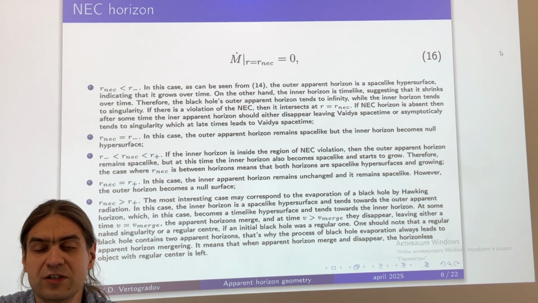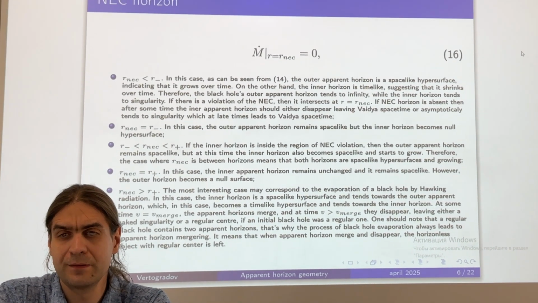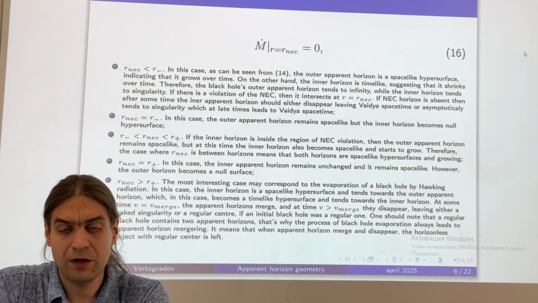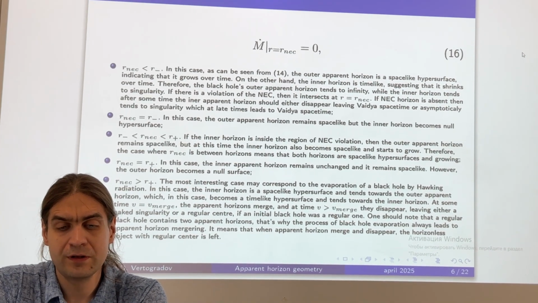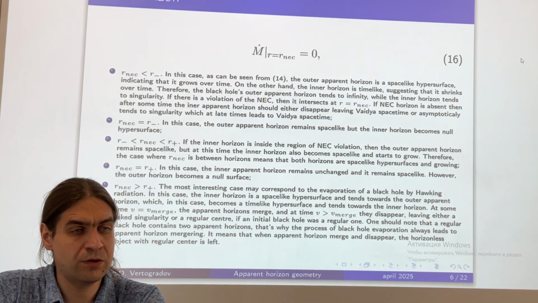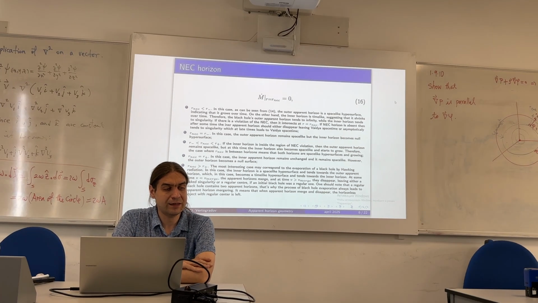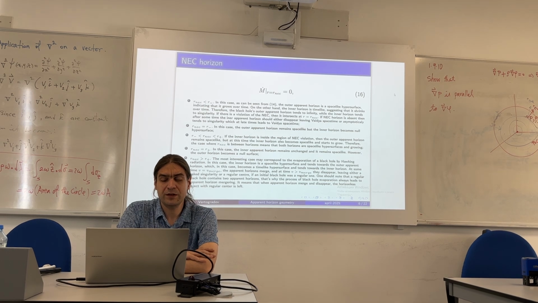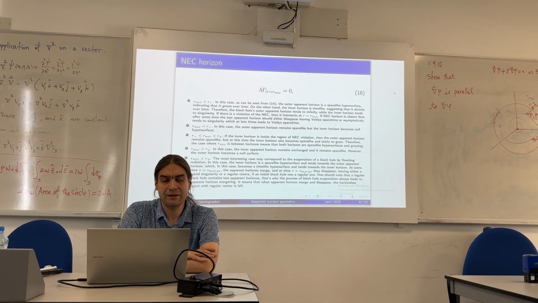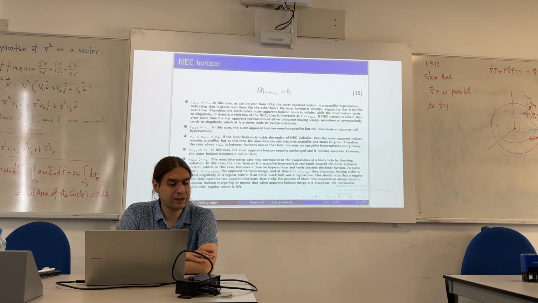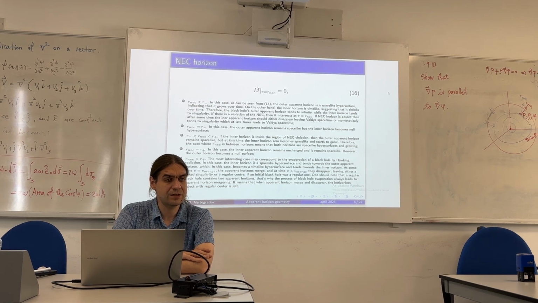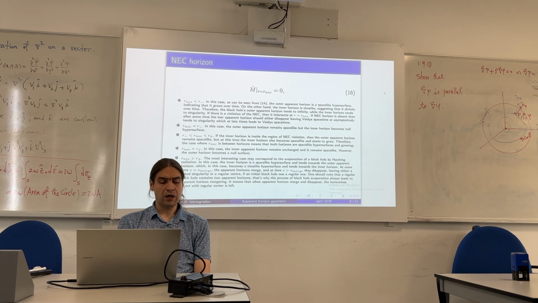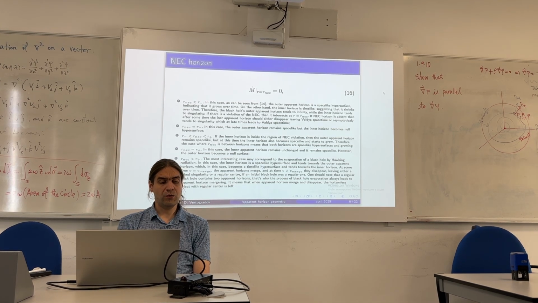So let's then consider our null energy condition horizon. In this case, we have several situations. The first situation, when our horizon is absent, I've just described: we have a space-like exterior apparent horizon and a time-like inner apparent horizon, and Minkowski space-time is the asymptotic limit of this evolution.